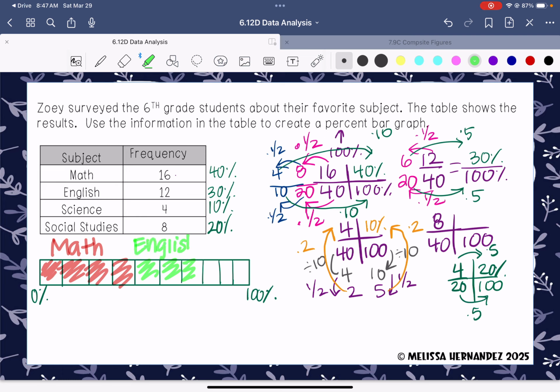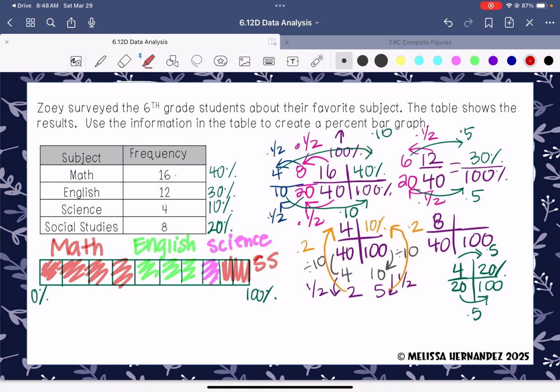And then take a step back and think, how many pieces of the 100% do I need for the science? If you said 1, you are correct. Switch colors. This will be science. And last but not least is social studies. And we would take 2. So this is social studies.